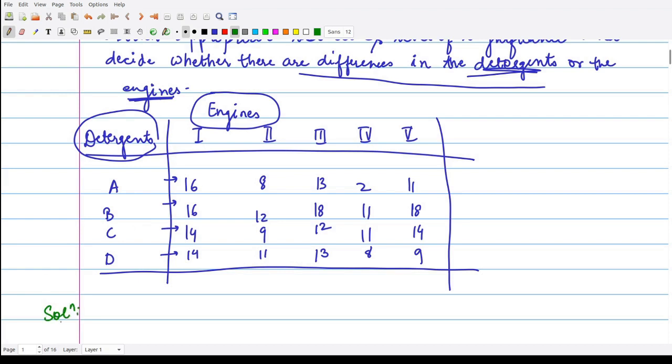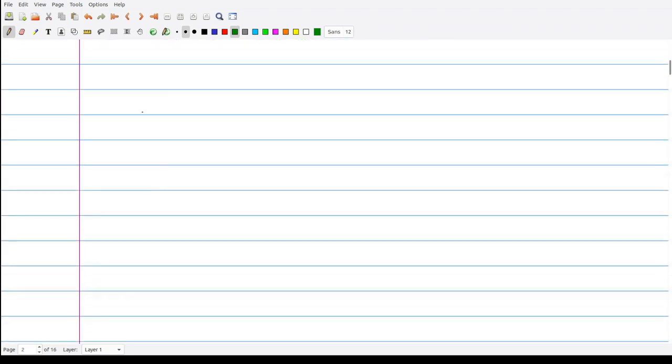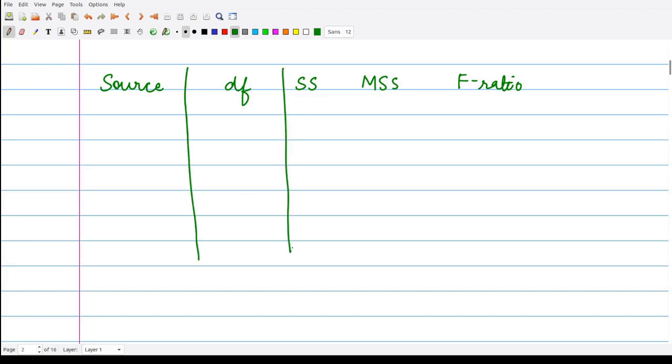For the solution, we'll again construct an ANOVA table. The table will contain source, degree of freedom, sum of square, mean sum of square, and then F ratio. These headings would be the same as in the previous case. So here, what is the difference?